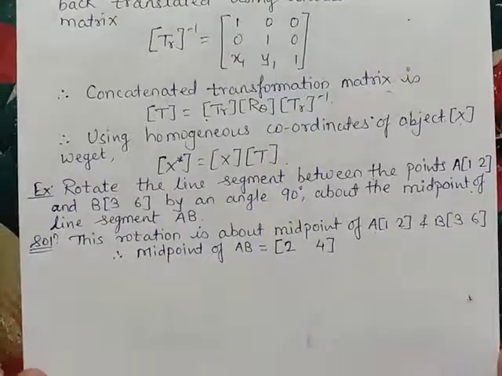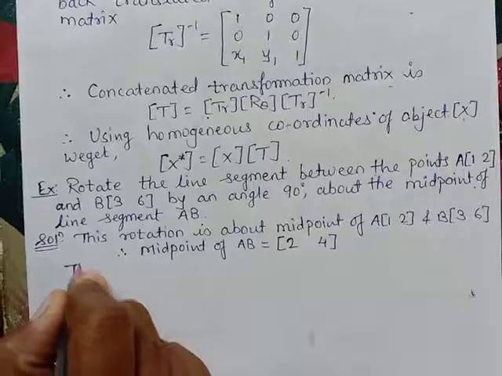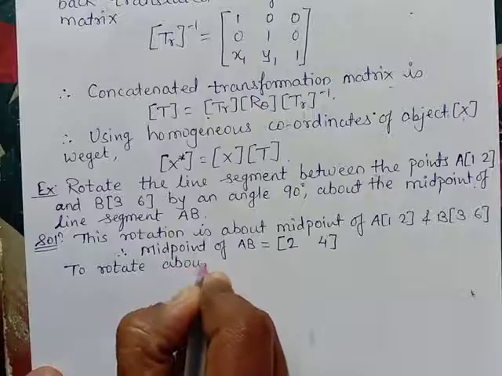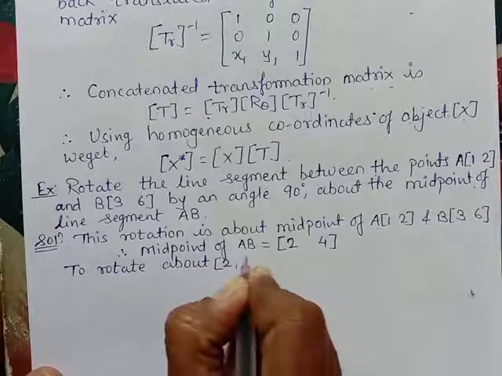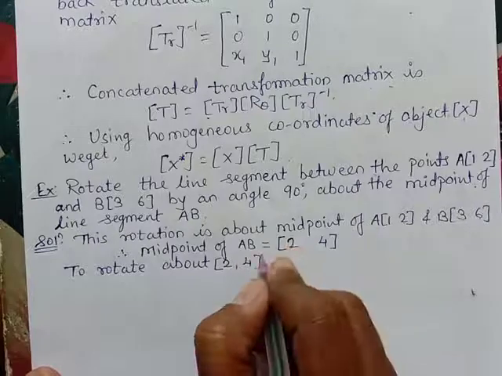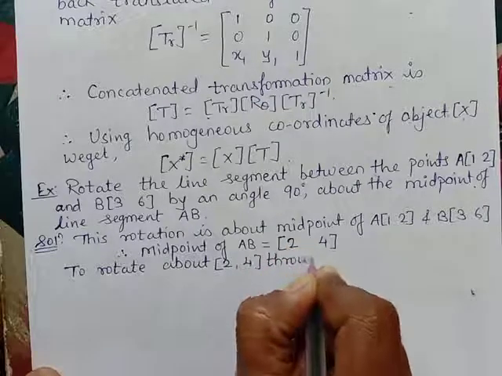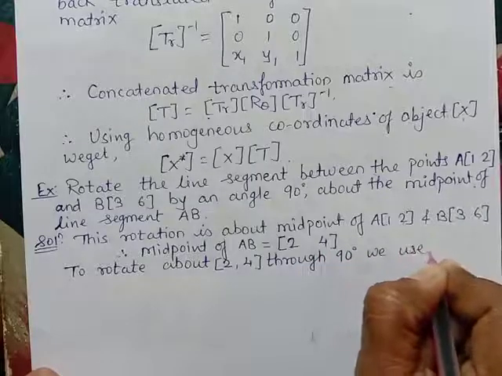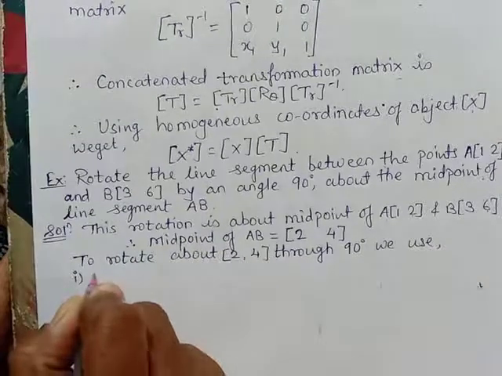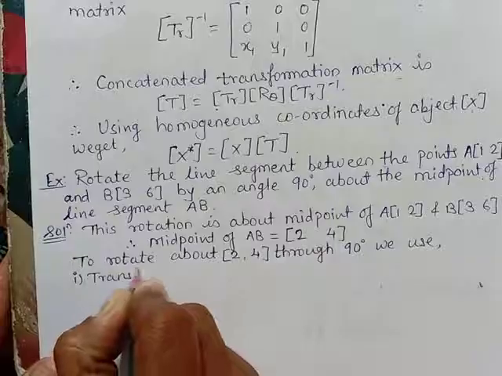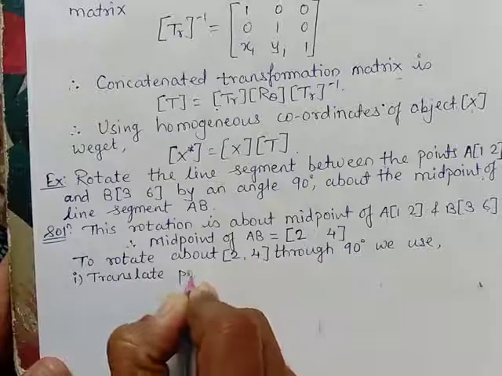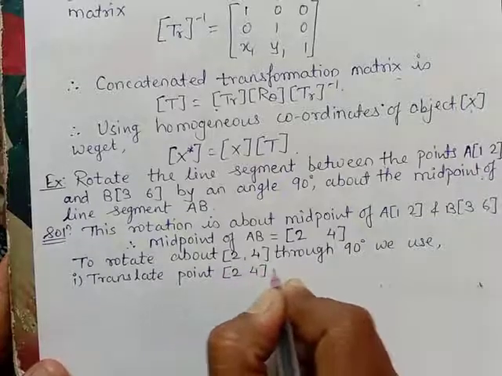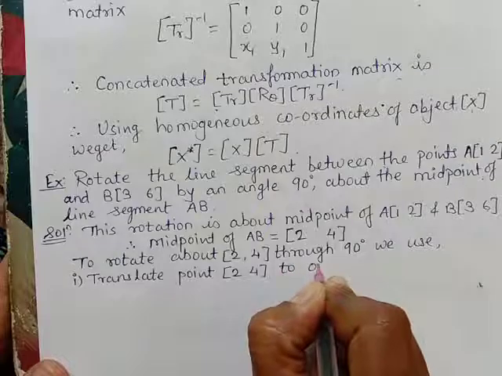Okay, now according to the algorithm, to rotate about this (2, 4) through 90 degrees, we use first: translate point (2, 4) to the origin.